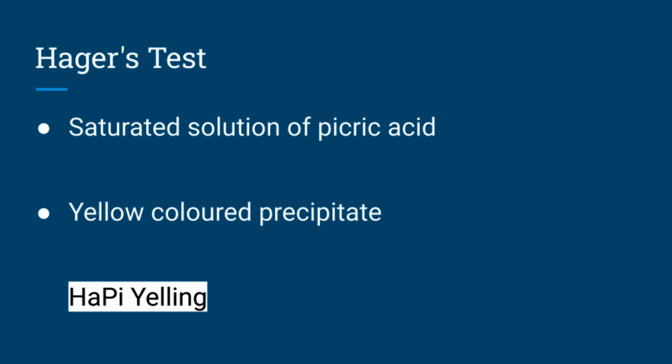Yelling means to make a loud sound. Made a loud sound in happiness. We can trim it as happy yelling. HA of happy stands for Hager's test. PI of happy stands for picric acid. Yelling stands for yellow colored precipitate. Happy yelling.